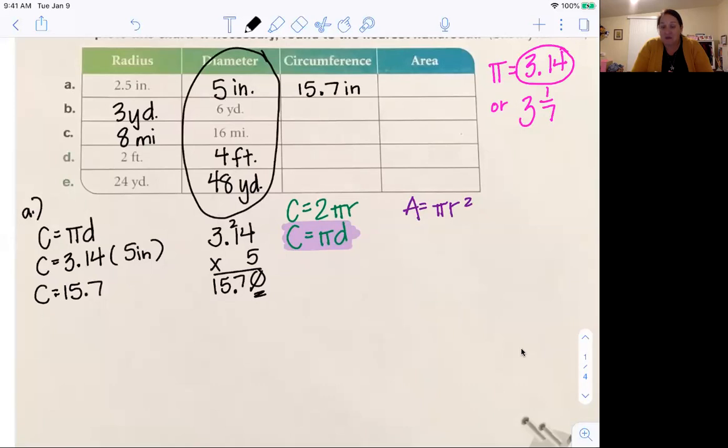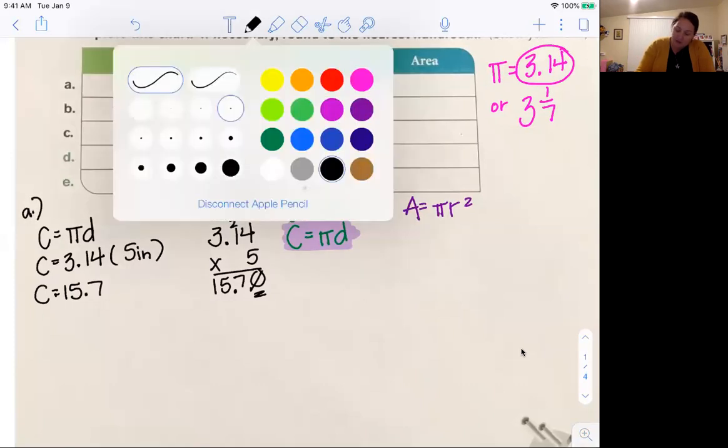Now, is circumference a square measurement? No, it is not. Area is a square measurement, but circumference is just inches because it's not a square measurement. Okay, let's look at B. Are we ready to move on? If you're not, take a break.